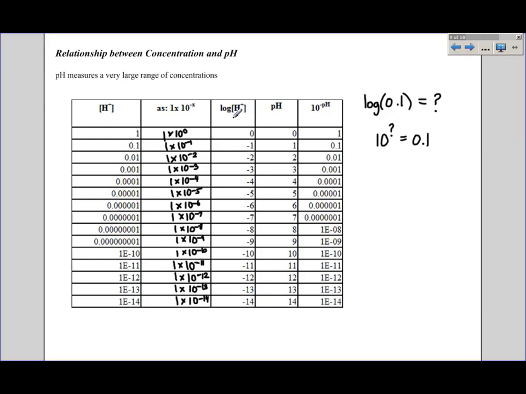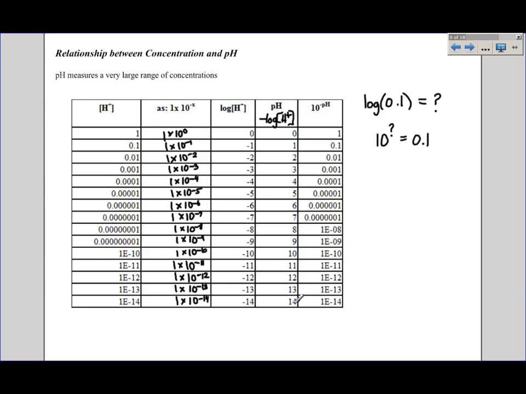So we're going to work with logarithms, but we're not just going to take the log of the concentration in order to come up with the pH. What we're going to do is take the negative log of the concentration of H+, and that will give us the pH. So if we take the negatives, all these numbers, what we see is our pH scale.